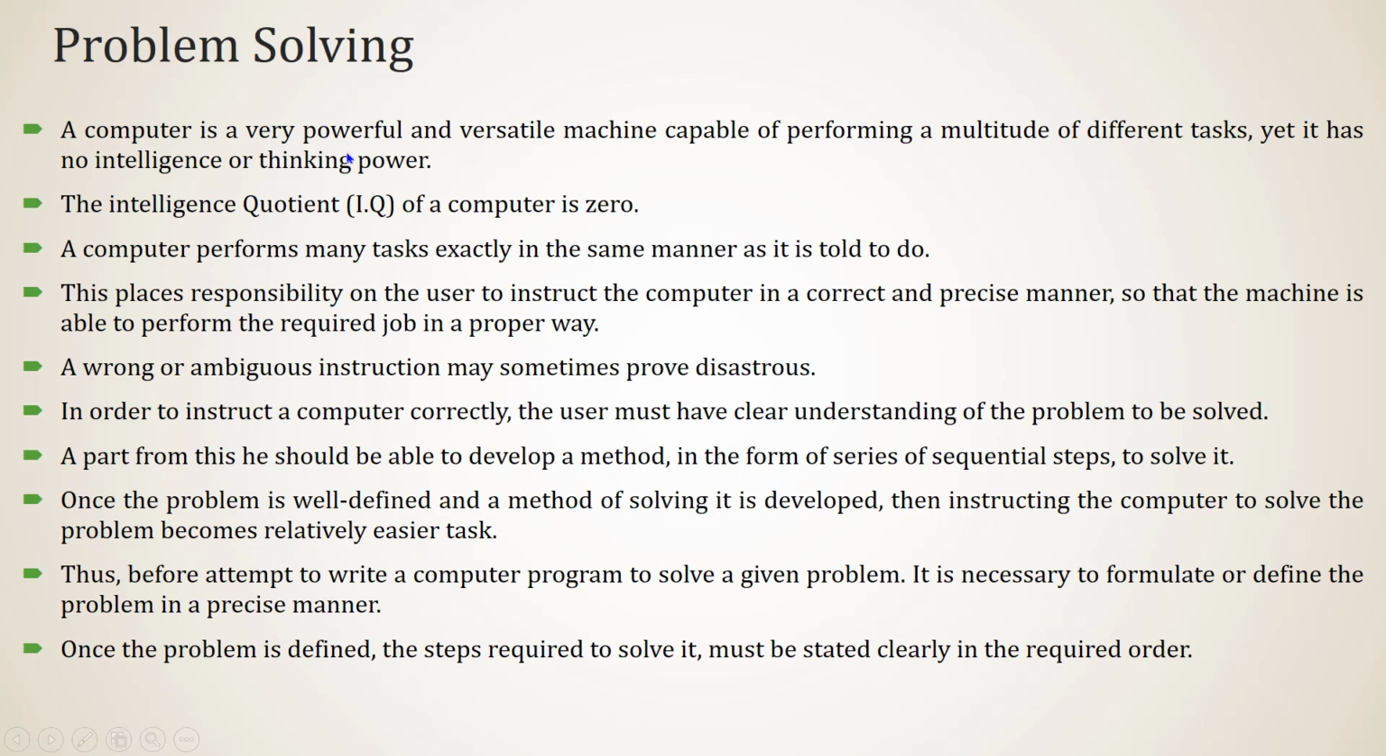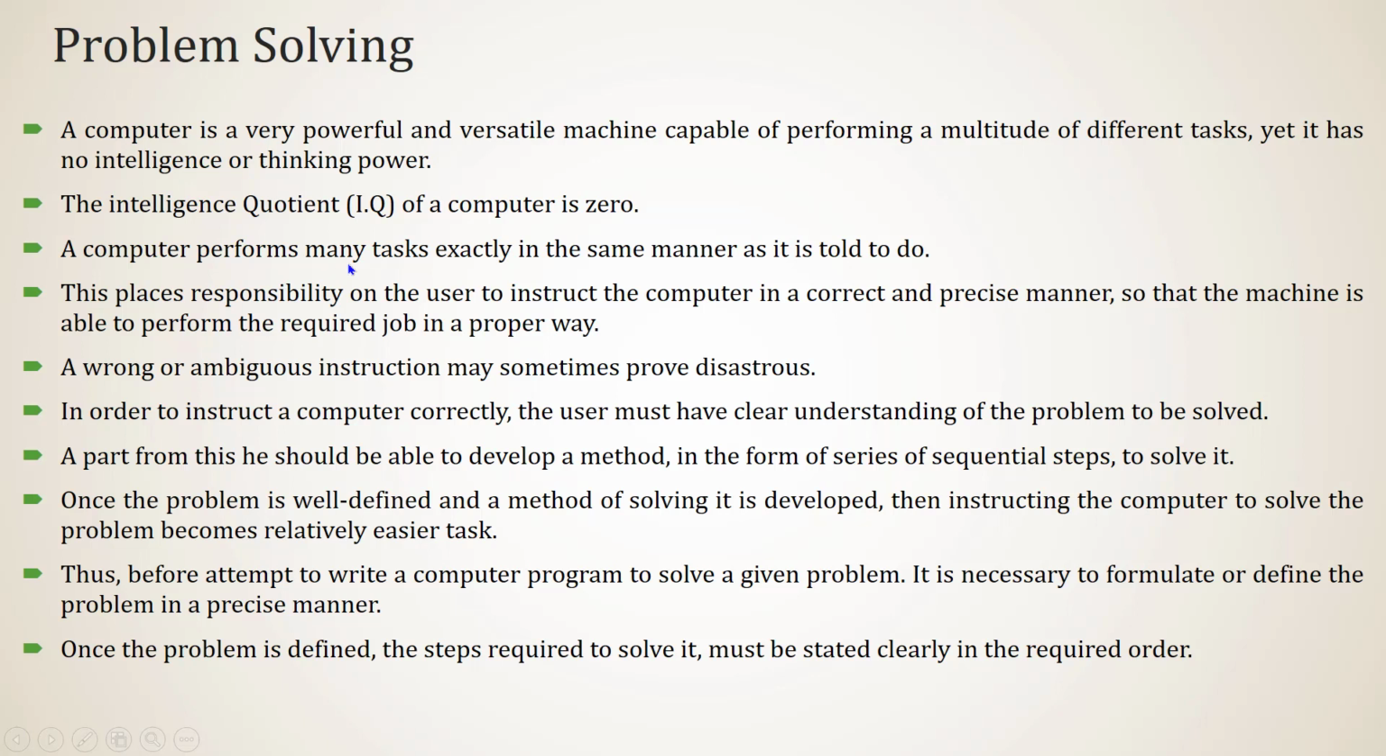A computer is a very powerful and versatile machine capable of performing a multitude of different tasks, yet it has no intelligence or thinking power. So we all know a computer is a very powerful machine, but it doesn't have any intelligence or thinking power. That is, the intelligence quotient of a computer is 0.